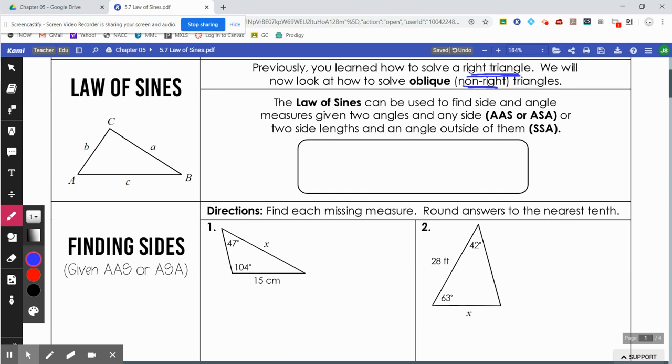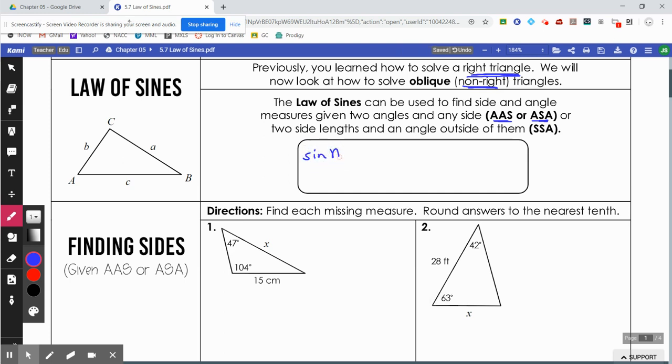Here's what the law of sines states. The law of sines can be used to find the side and angle measures given two angles and any side. So you could have an angle-side or angle-side-angle type relationship. What I mean by that is, you could be given maybe this angle and then this side over here. That'd be an angle-side. Or you could be given this scenario. That'd be an angle-side-angle, where notice the side is between the two. Or it also works for side-side-angle relationships, where you have a side and then the non-included angle, such as this. So you can use it for any of those scenarios.